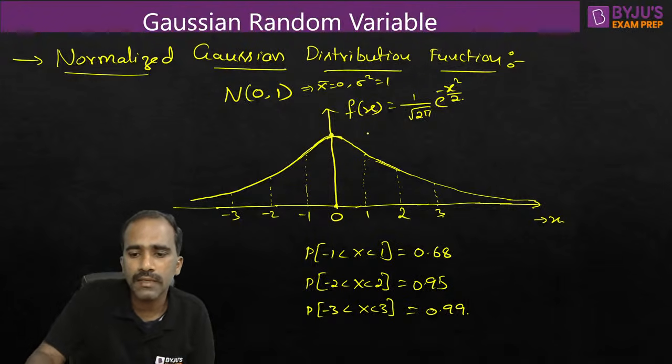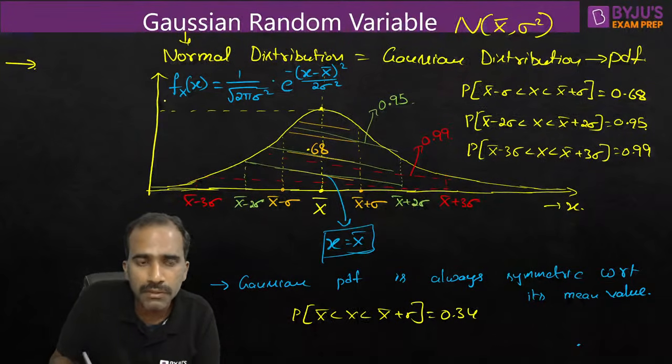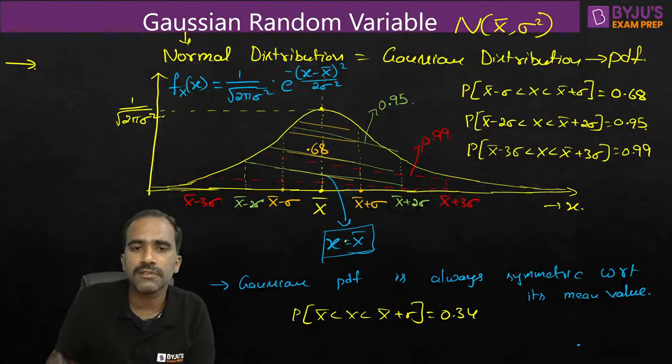So what is the height here? In the previous slide also I missed writing this. What is the height of the curve? There are some important details to observe here. What is the height here? It is 1 by root of 2 pi sigma square. So this one at x equal to x bar. If you substitute x with x bar, x bar minus x bar is 0, e to the power 0 is 1. So whatever you are seeing here, that is the height of the curve.